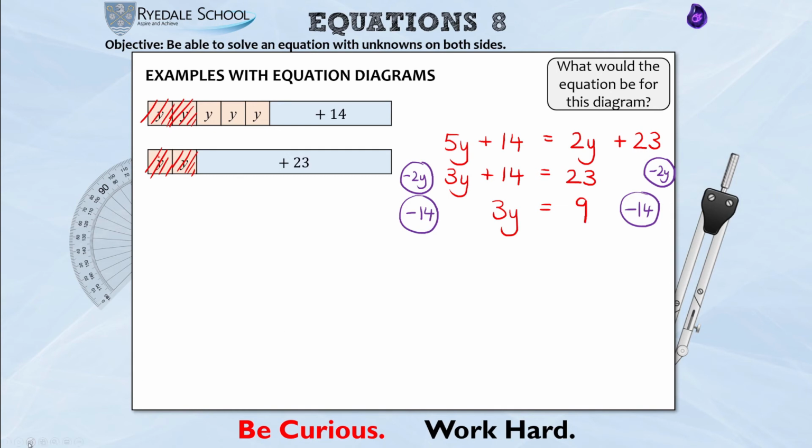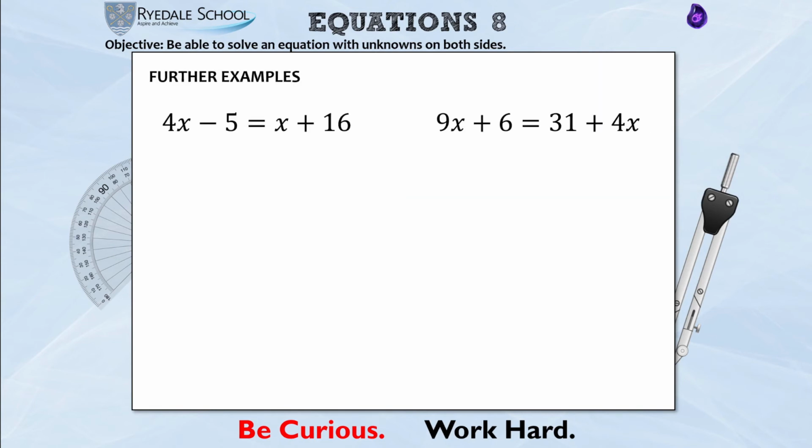So 3y equals 9. I need to divide by 3 to work out what each y is worth. And 9 divided by 3 is 3. So y equals 3. However, I am hoping today that we'll be able to do some questions where we don't need to draw an equation diagram. So let's look at 2 further examples.